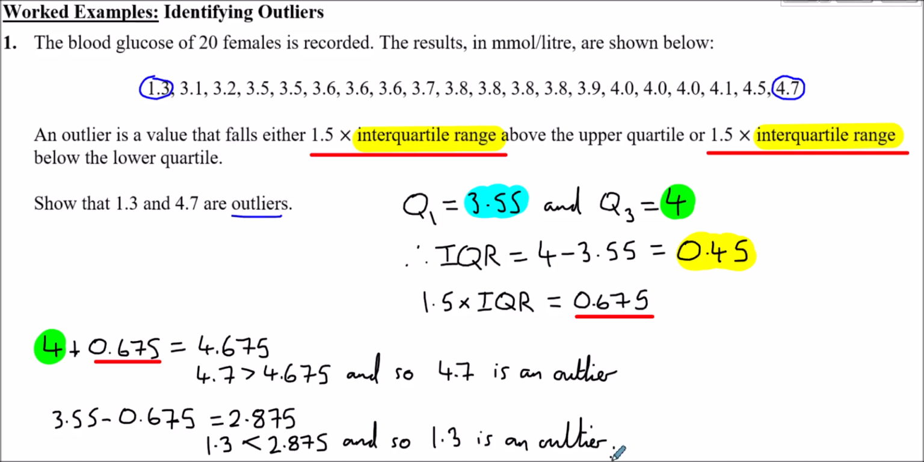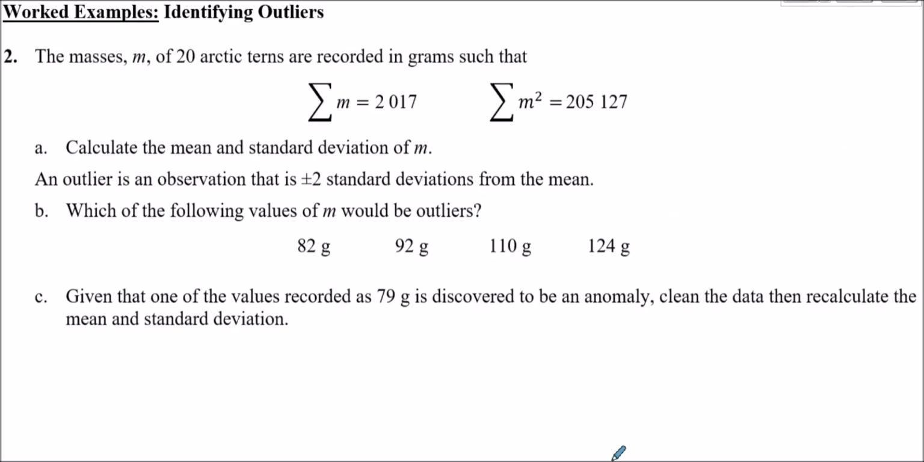Let's have a look at a second worked example. So for this worked example, we've got the mass of 20 Arctic terns, which are recorded using summary data in grams. So we're told the total mass, which is 2017, and the sum of the squares of the masses, which is 205,127. Calculate the mean and standard deviation of m.